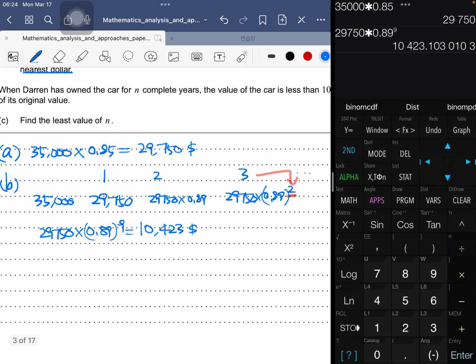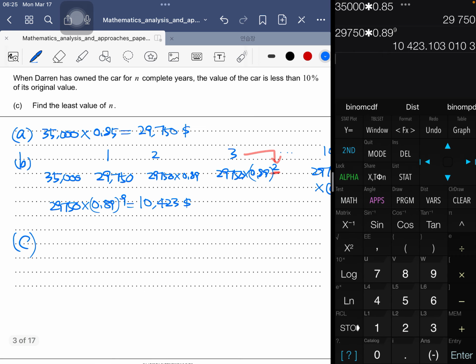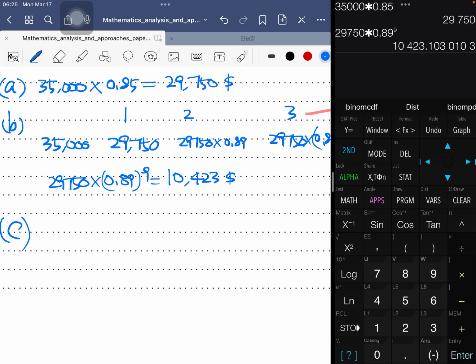C, see that when Darren has owned the car for n complete years, the value of the car is less than 10% of its original value. Find the least value of n. So he owns his car for n complete years. So the price of the car after n complete years will be, as you see here, this kind of format, right?